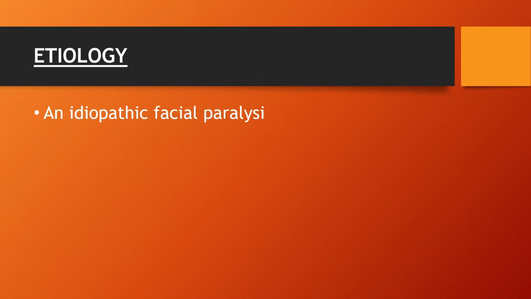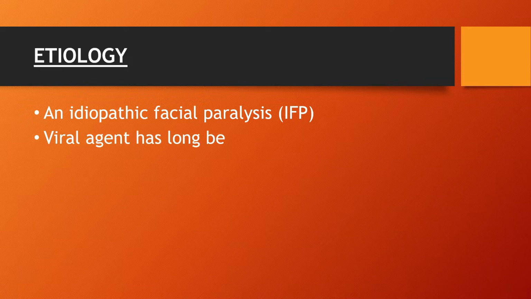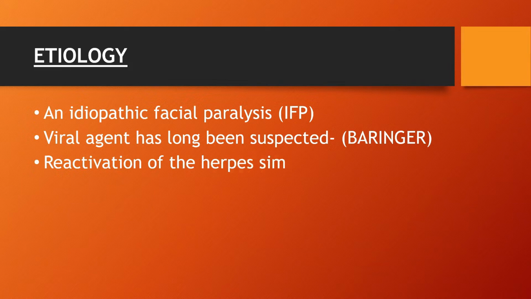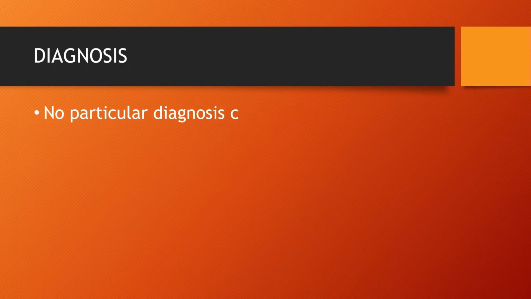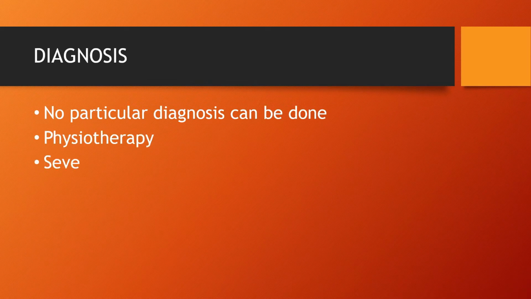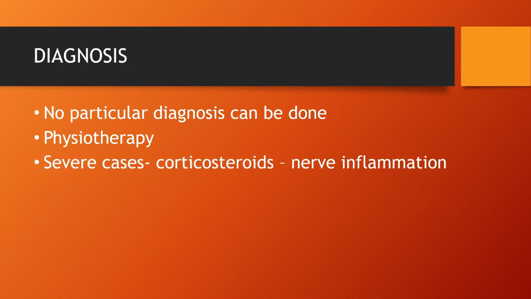So, the causes or etiology of the disease. Basically, it is an idiopathic facial paralysis, that is, the cause is unknown. However, we can think viral agent to be a cause or the reactivation of herpes simplex virus to be a cause. Again, trauma and infection can be suspected as one cause also. Since the paralysis is an idiopathic one, no particular diagnosis can be done. However, physiotherapy can be one of the options, or in severe cases, corticosteroids can act on nerve inflammation.